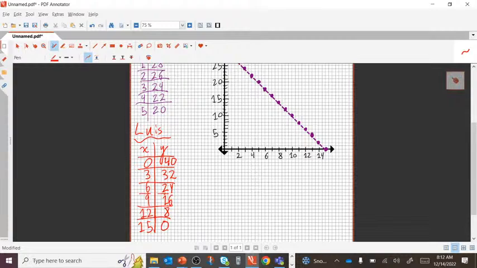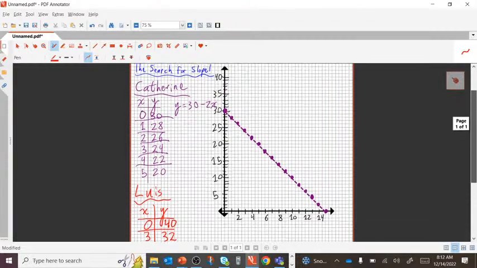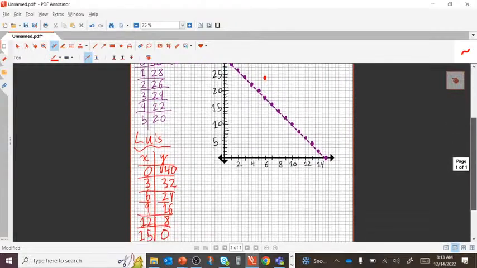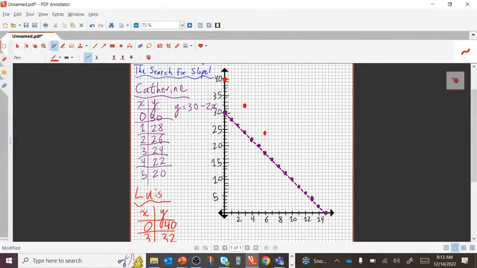So we can actually graph the entirety of Luis's situation pretty easily. So let's do it. I'm going to do it in red. He's going to start at 40. And then 3 hours later, 32. And then 6 hours and 24. 9 hours and 16.